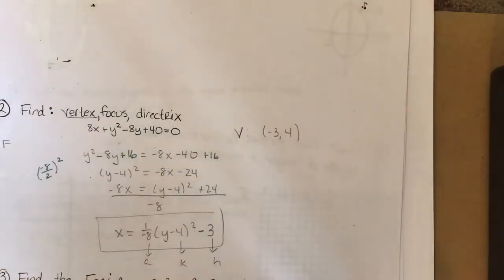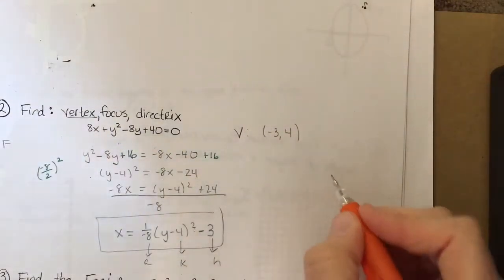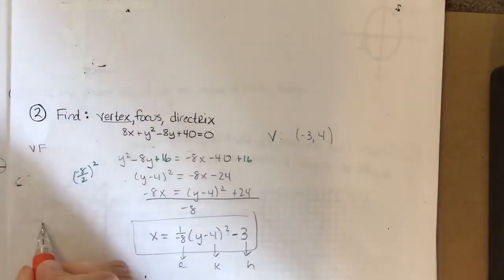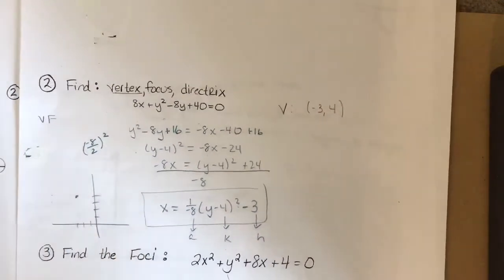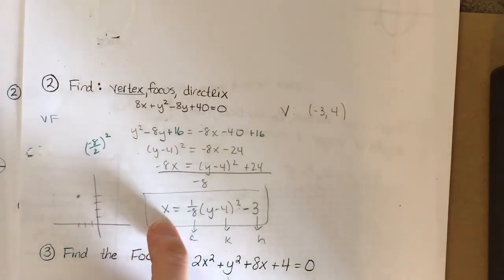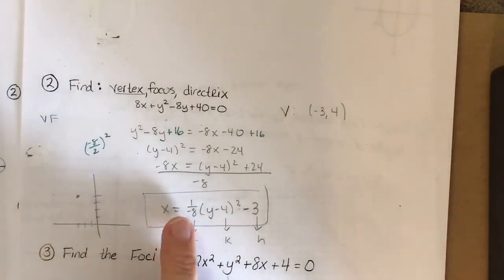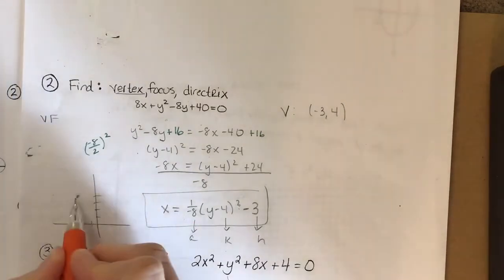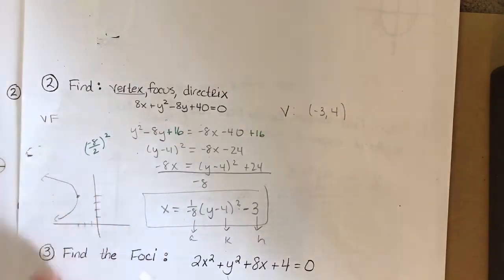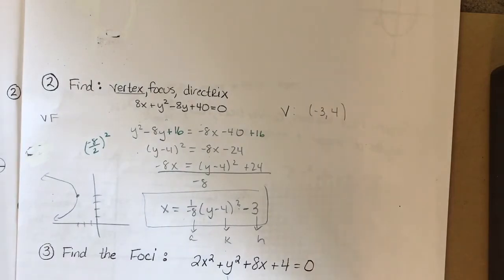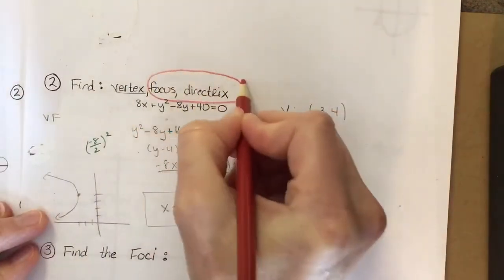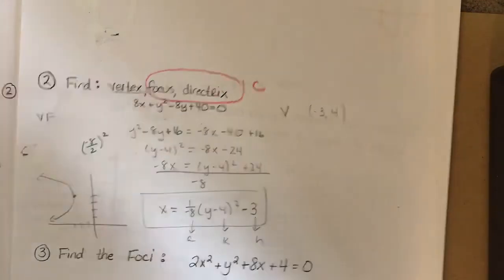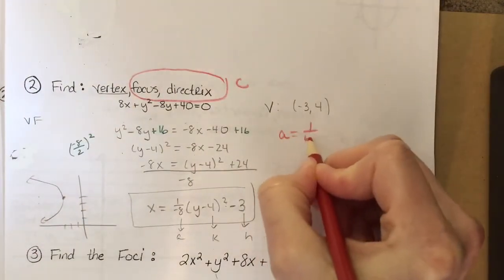And now what? Well, what kind of parabola is this? I know the vertex. I'll put it over here, maybe. Negative 3, 4. 1, 2, 3. Which way is the point? Up, down, left, or right? Solve for x is pointing either right or left. Negative a means left. I just need to know this because now I have to find the focus and the directrix, which means I need to find what letter? C. And a is 1 over 4c.